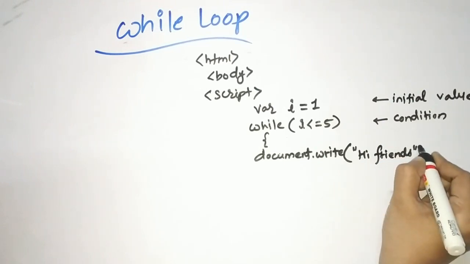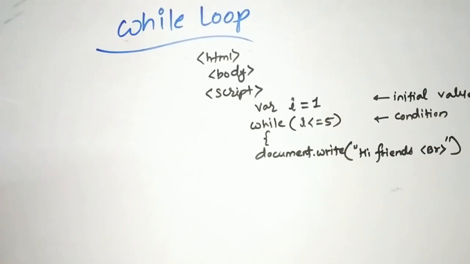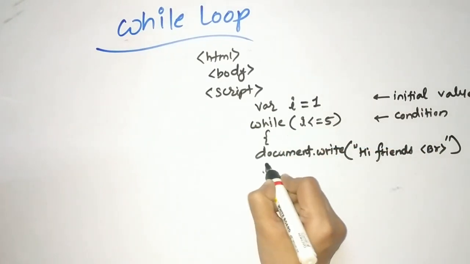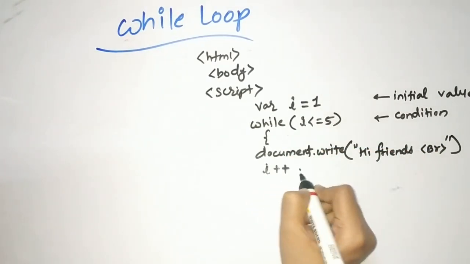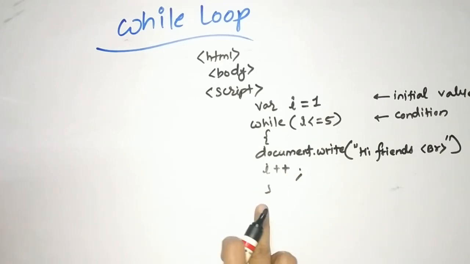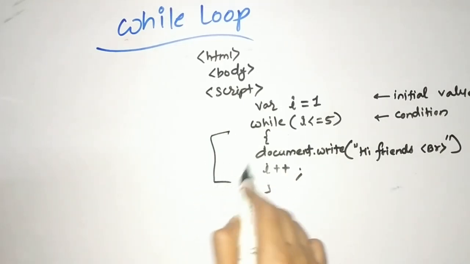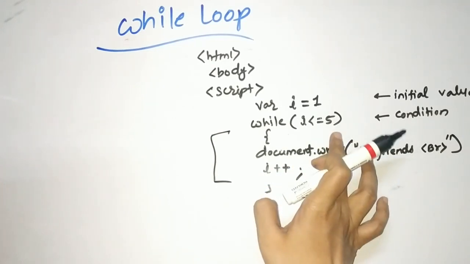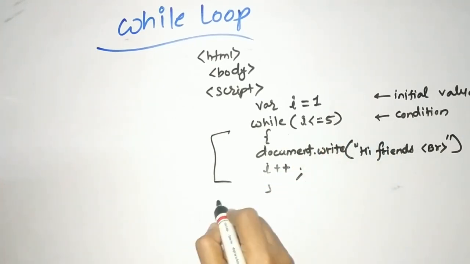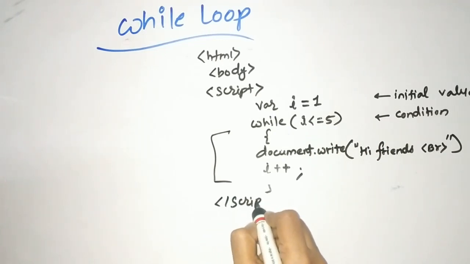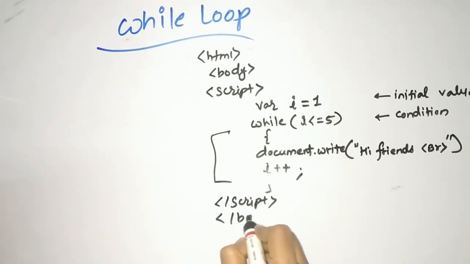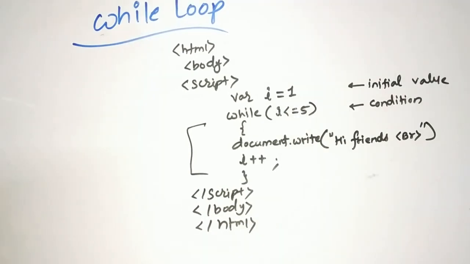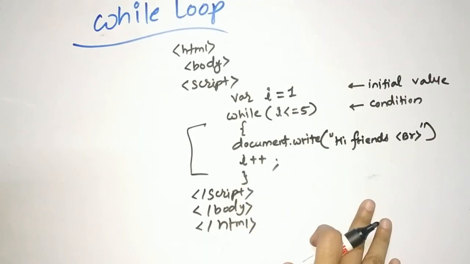Then the BR tag is used to break the line. Then here is I plus plus, which is the increment operator. This is the body of the loop, the main loop here. This statement is going to execute as many times as the condition is true. Then we close the script tag, then the body tag, then the HTML tag. So friends, this is one simple example of a while loop.